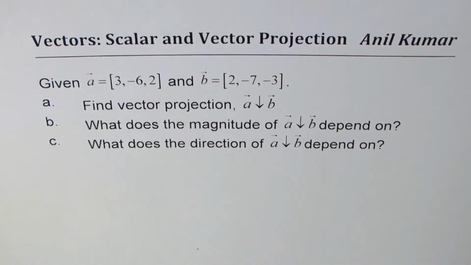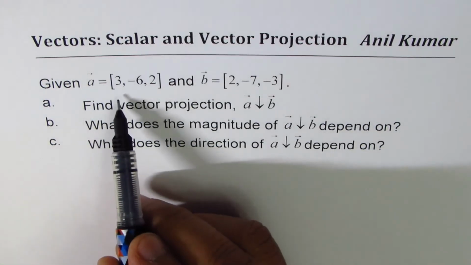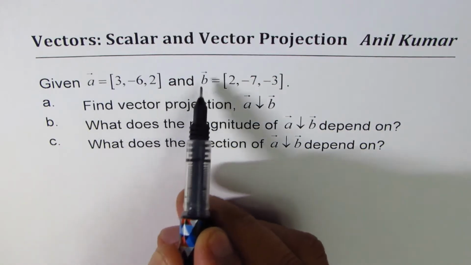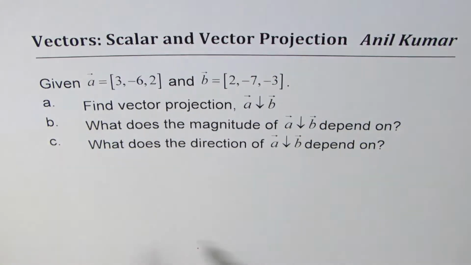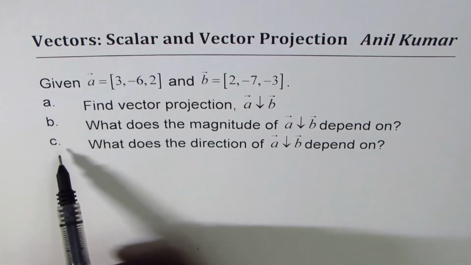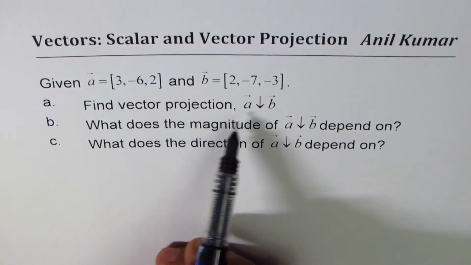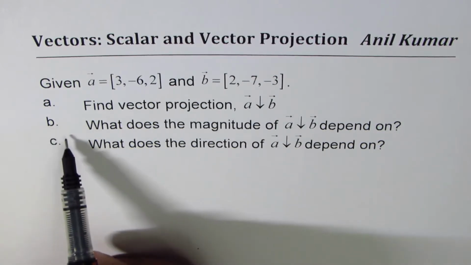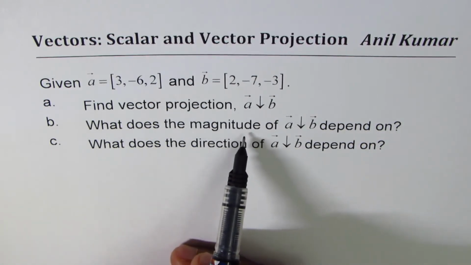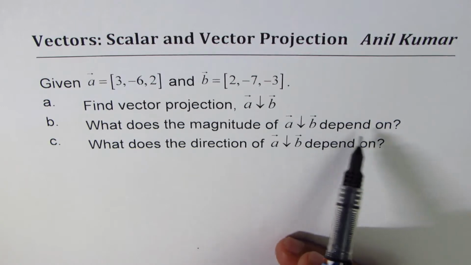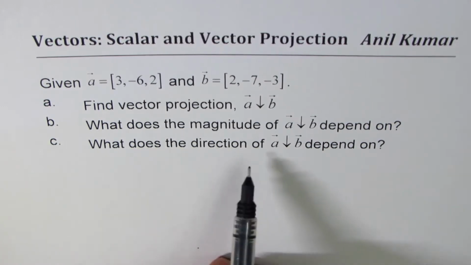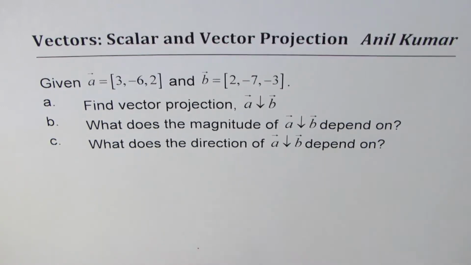The question here is, you're given vector A as (3, -6, 2) and vector B as (2, -7, -3). There are three parts to this question. A, find the vector projection of A on B. Part B is, what does the magnitude of A on B depend on, and what does the direction of A on B depend on? That's the question for you.